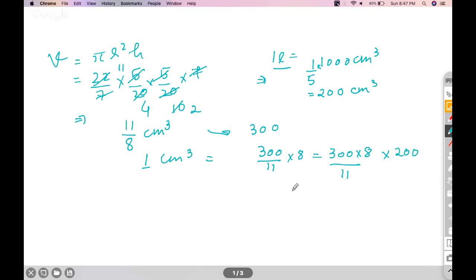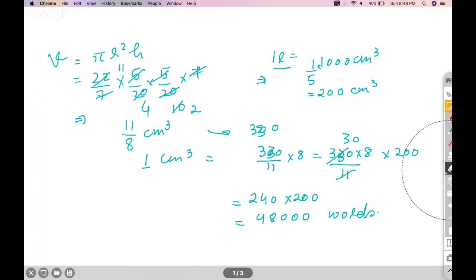So how much does it come to? And this is not 300, this is 330. So I'm converting into 330. So this gives me 30, and 30 into 8 is 240, and 240 into 200 is 48,000 words. I've converted into 330. Just check.